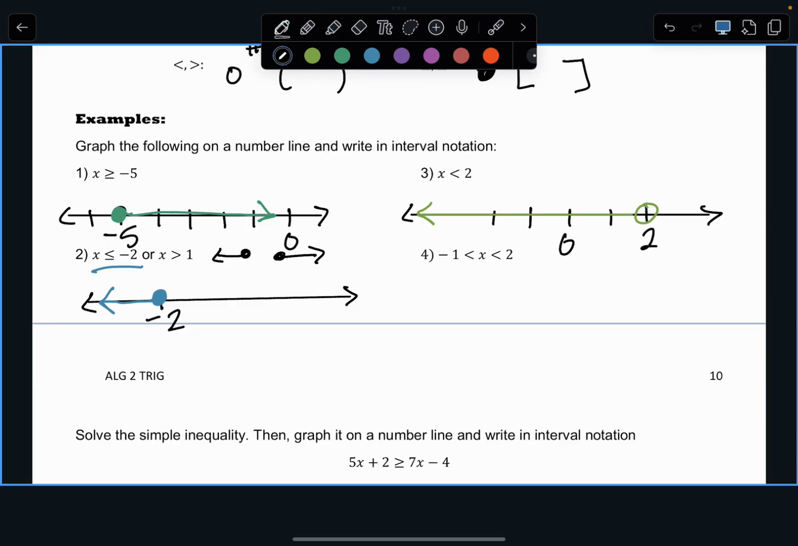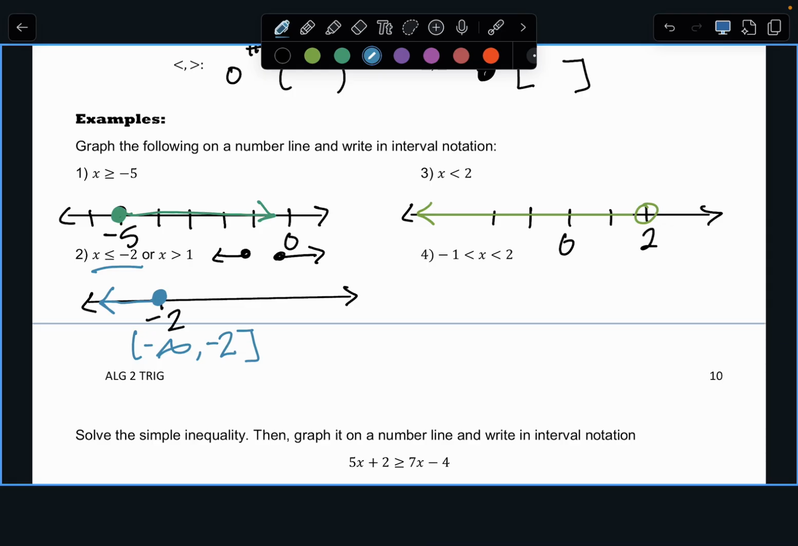Let's write an interval for this. If I start all the way over here at negative infinity, are there points over here? Yeah. When do my points stop? Negative 2. Is negative 2 included? Yes, so parentheses or brackets? Brackets, okay. So for the blue inequality, this is my interval: negative infinity to negative 2, with negative 2 included.